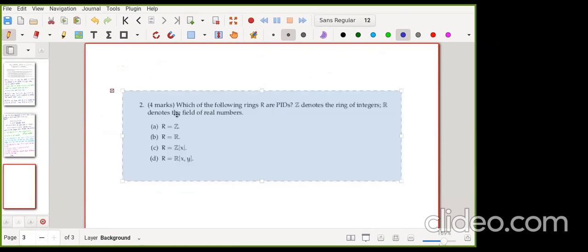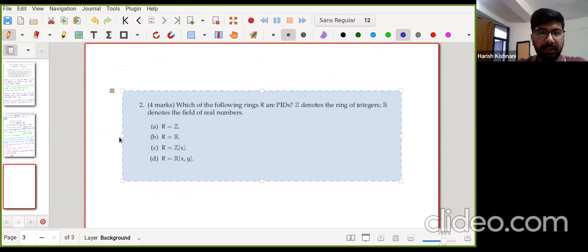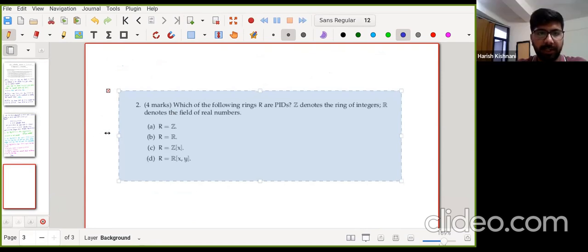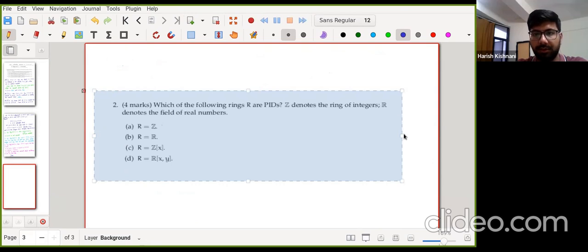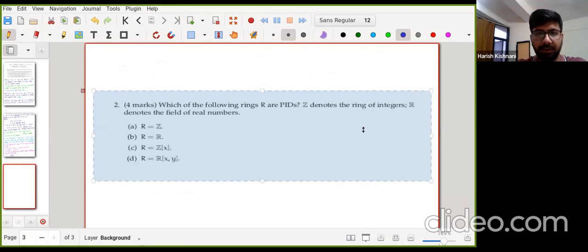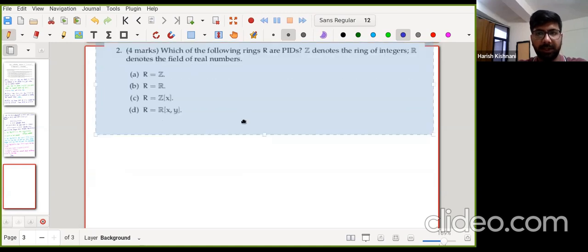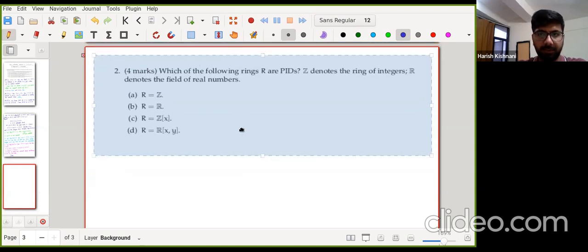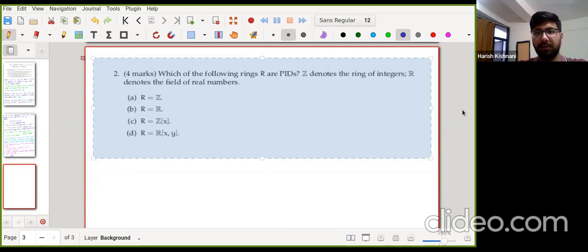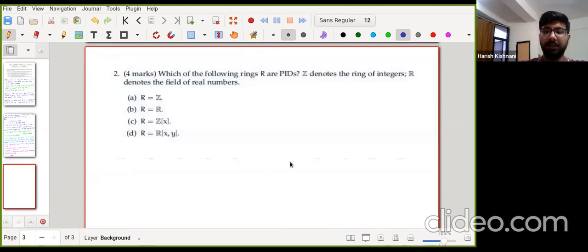So it says which of the following rings are PIDs. Again, the notations are the same. Z denotes the ring of integers and R denotes the field of real numbers. So that is something we have already seen a number of times, and in the lectures also. This question is like a repetitive question.